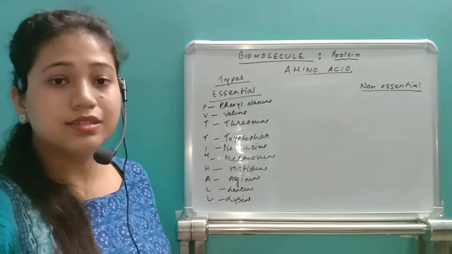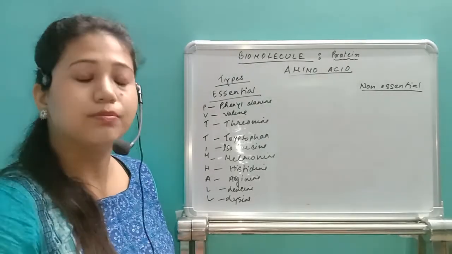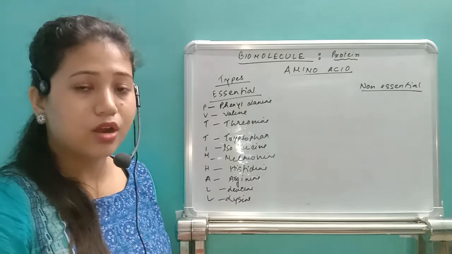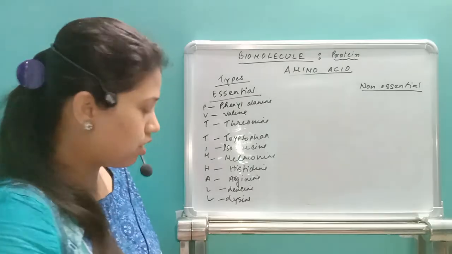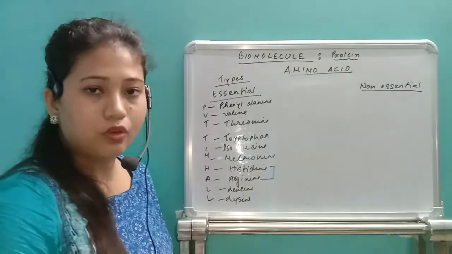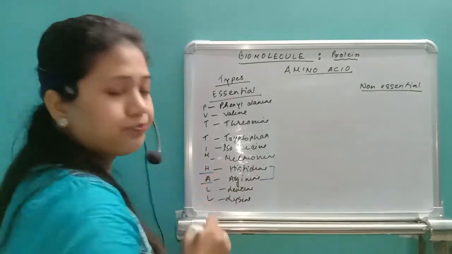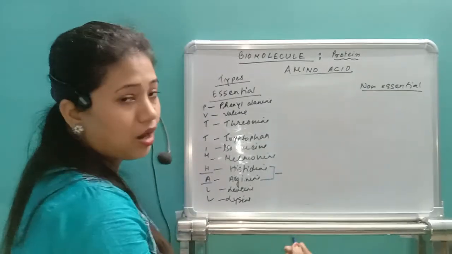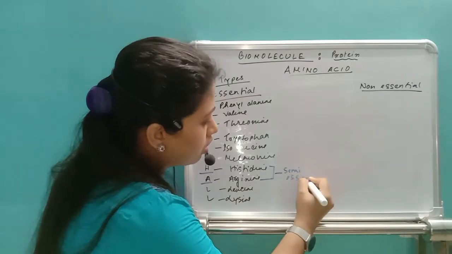Okay, so among these 10 amino acids, 8 of them are essential because we cannot synthesize them on our own. We have to get them from outside food sources. From these, arginine and histidine, okay, sometimes it can be threonine also. So HA, remember histidine and arginine, these are the two semi-essential amino acids.